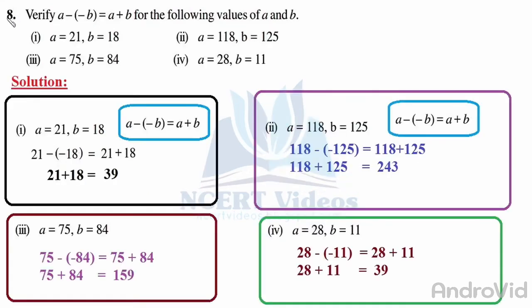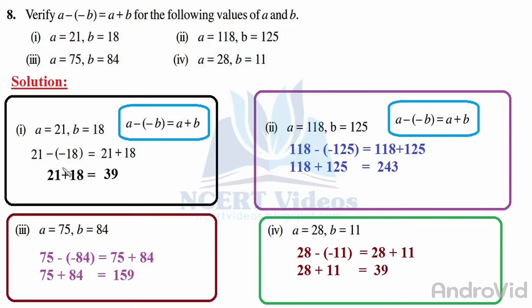Eighth, verify a minus b is equal to a plus b for the following values. So we have to just put the values in this given formula. Here a is 21, b is 18. Now simply we have to put the values: 21 minus minus 18 is equal to 21 plus 18. Is it true? Well, yes, we have studied earlier, minus minus is plus. So 21 plus 18 gives you 39, hence it is verified.